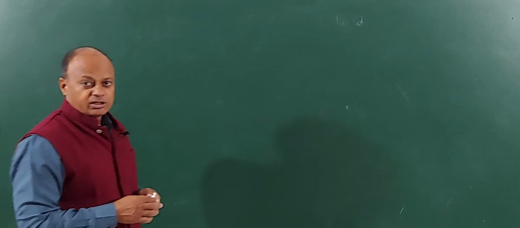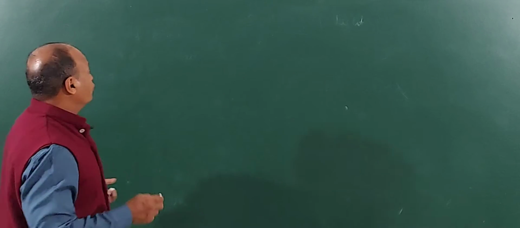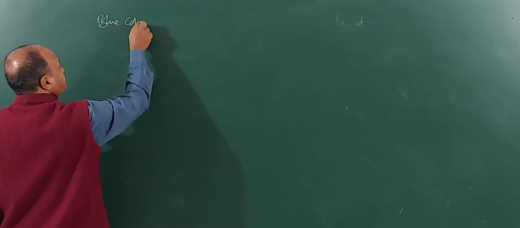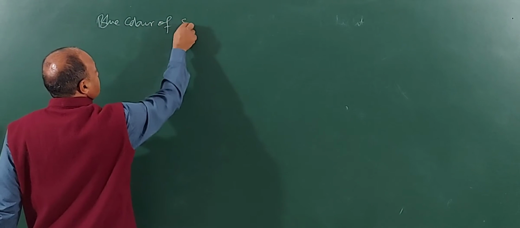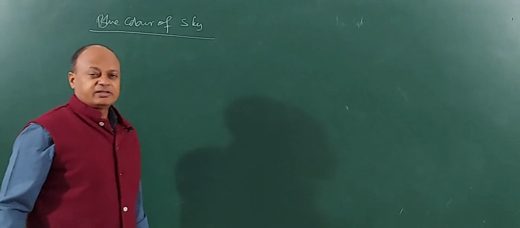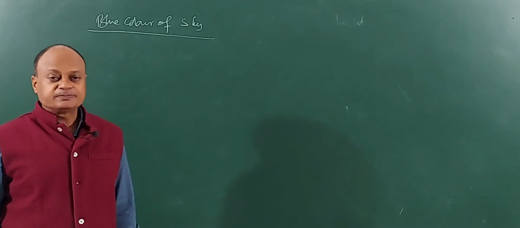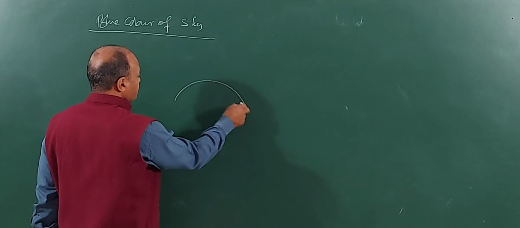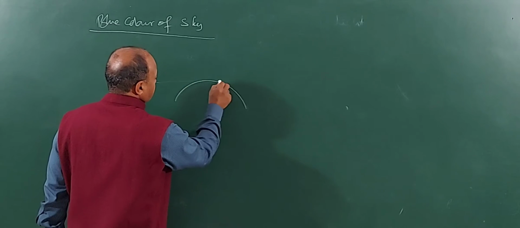Here you have a question. Why is the sky blue? Blue color of sky. In the daytime, we find the sky is blue. Now, what is the reason? Essentially, in the day, this is Earth's horizon.